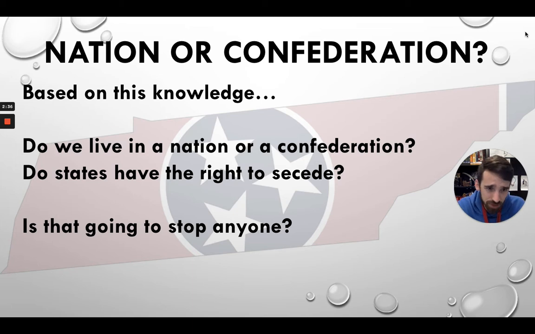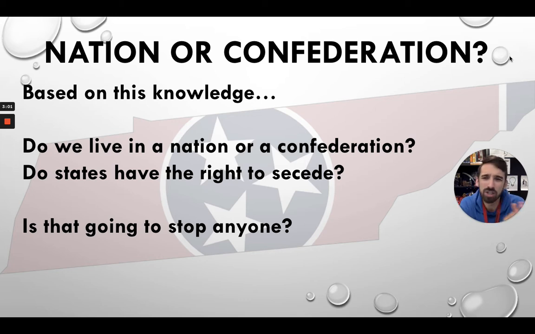So based on this, if the federal government is the only one allowed to stop laws, do we live in a nation or do we live in a confederation? Remember, a confederation is a pie that's divided into pieces, where the states are more powerful. A nation is a pie that's whole, where the federal government is more powerful. So do we live in a nation or a confederation? We live in a nation.